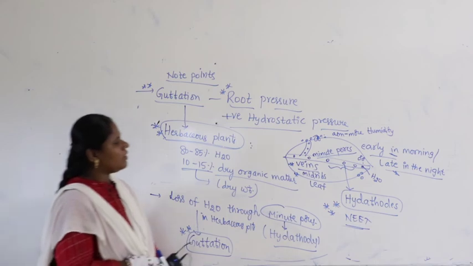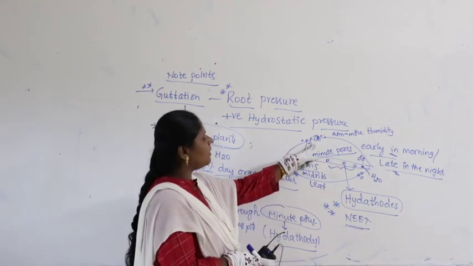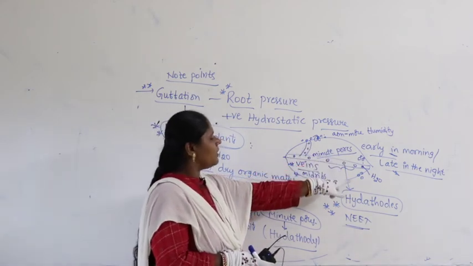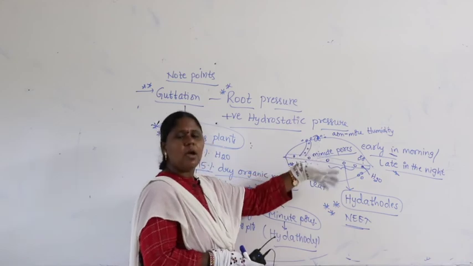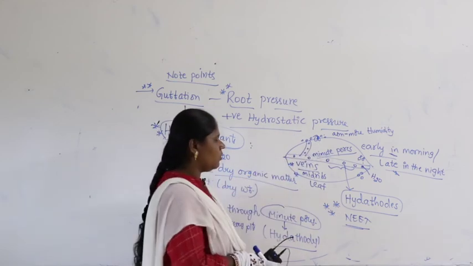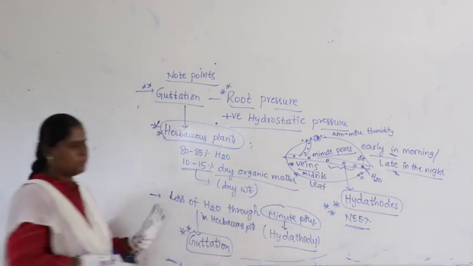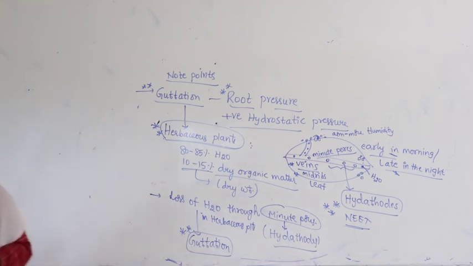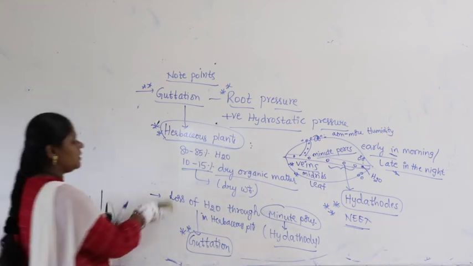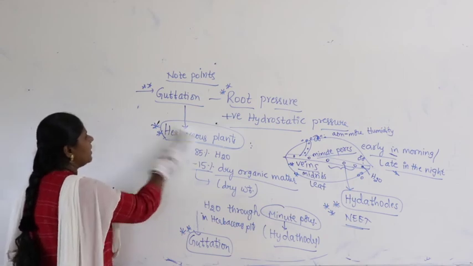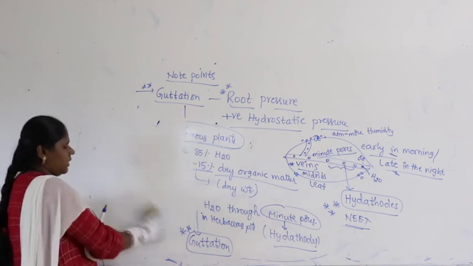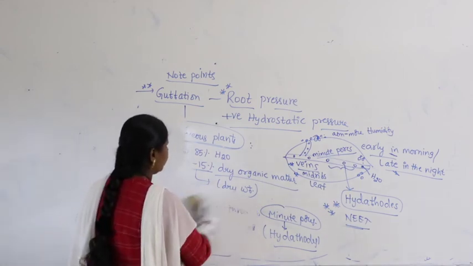So, what is your final conclusion? Water comes out of the leaf early in the morning, late in the night, not only through stomata but also through hydatodes. Very, very important. This is one thing you try to remember. Then apart from this, if you take examples, you can study different examples for imbibition.